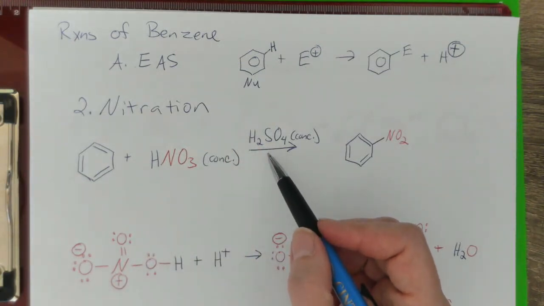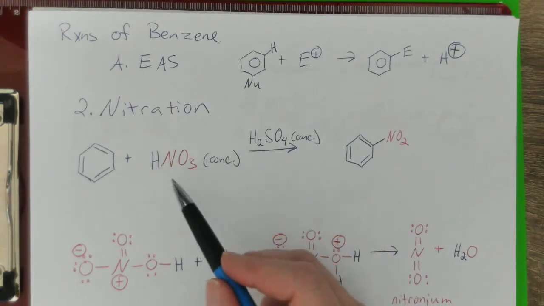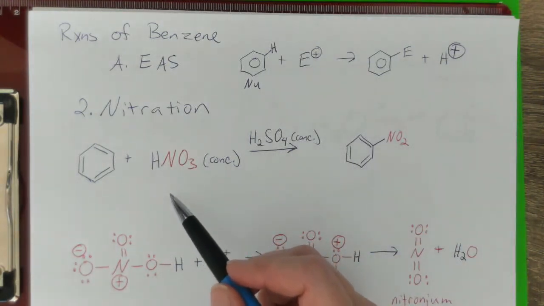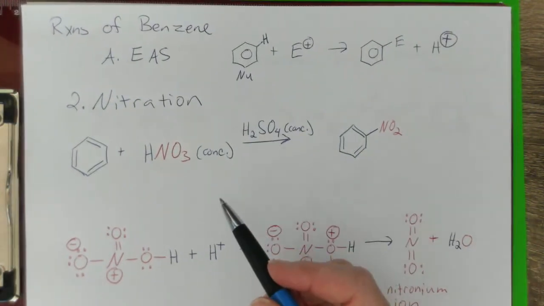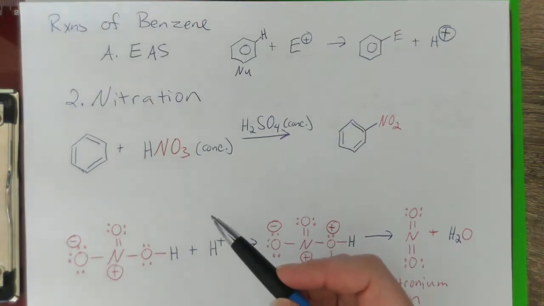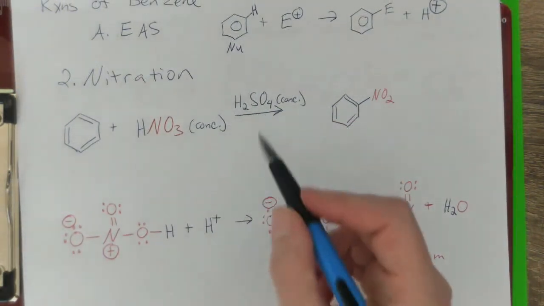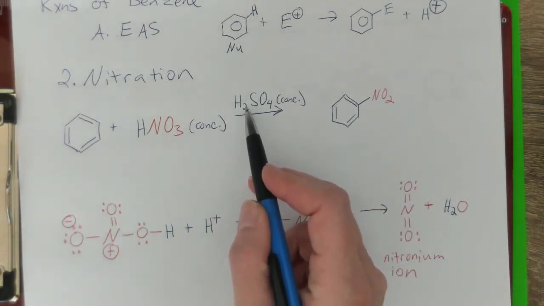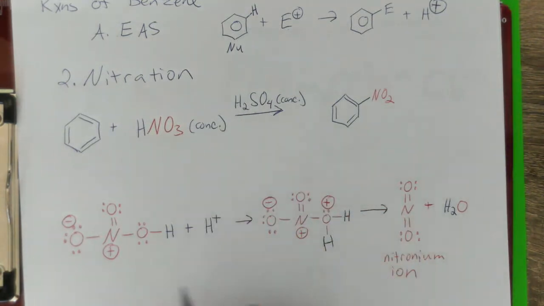Sulfuric acid is strong enough that it can actually protonate the nitric acid. Nitric acid on its own is not a really great electrophile. So we're going to turn it into a really good electrophile called a nitronium ion. And let me show you how that occurs. So we know this is a stronger acid than this, so this is capable of protonating. This is going to donate a proton. This is going to accept a proton. So let me show you how that happens.